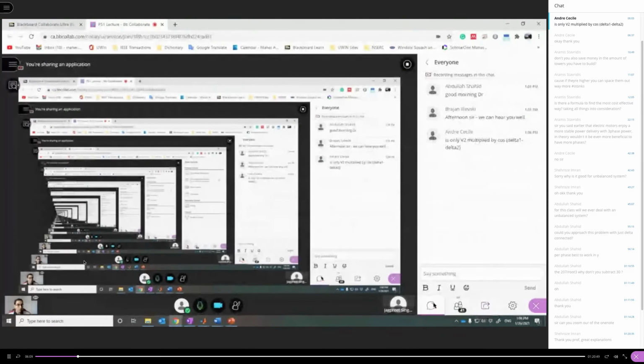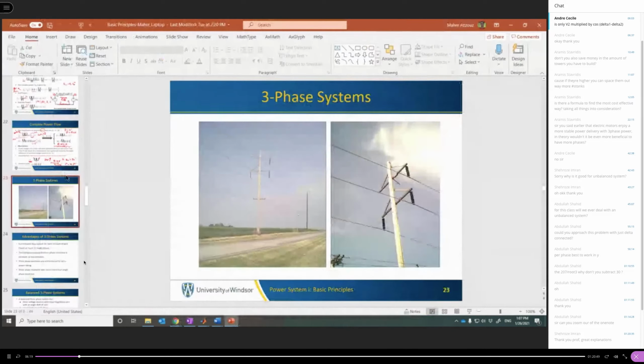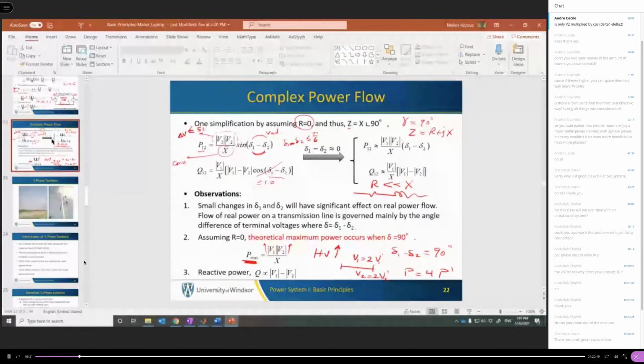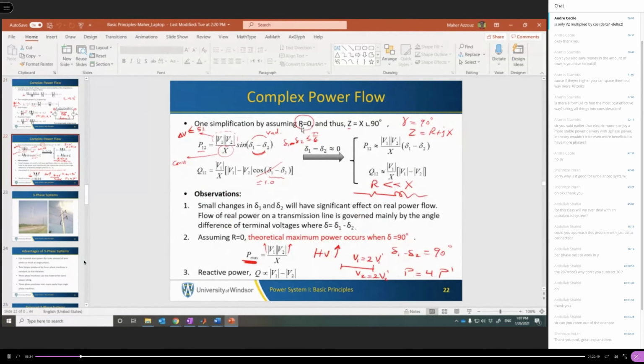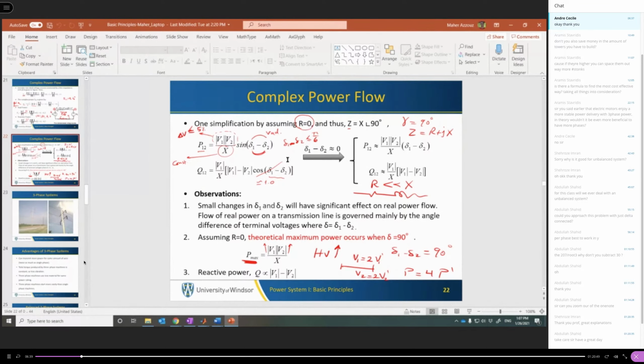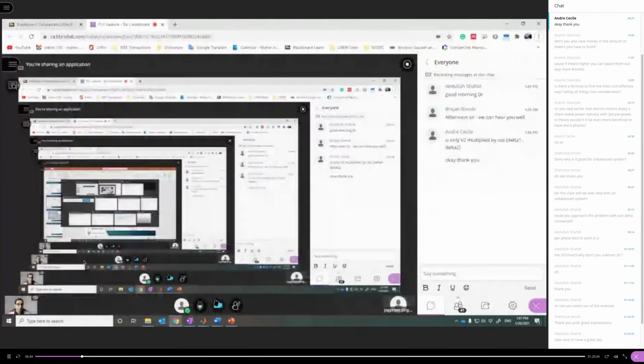I think I got a question. Is only V2 multiplied? If we go back to the slides, I hope you can see, yes, it is only V2. This is from the derivation. We started the derivation here. We got the current and multiplied the voltage by the current conjugate, and we assumed that the impedance is mainly reactive, and that is why we can ignore the resistance. From this derivation, we ended up getting this relation for the reactive power.